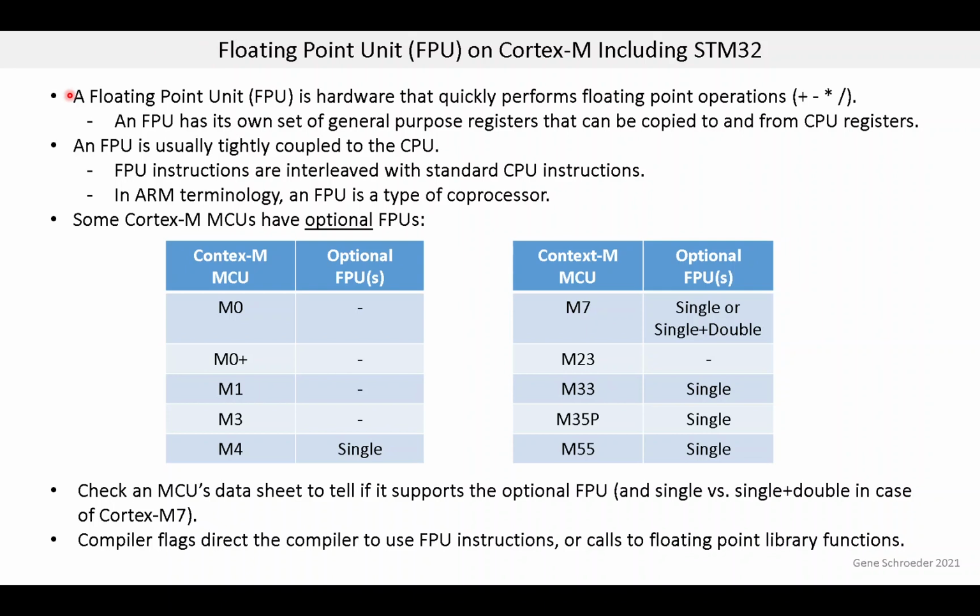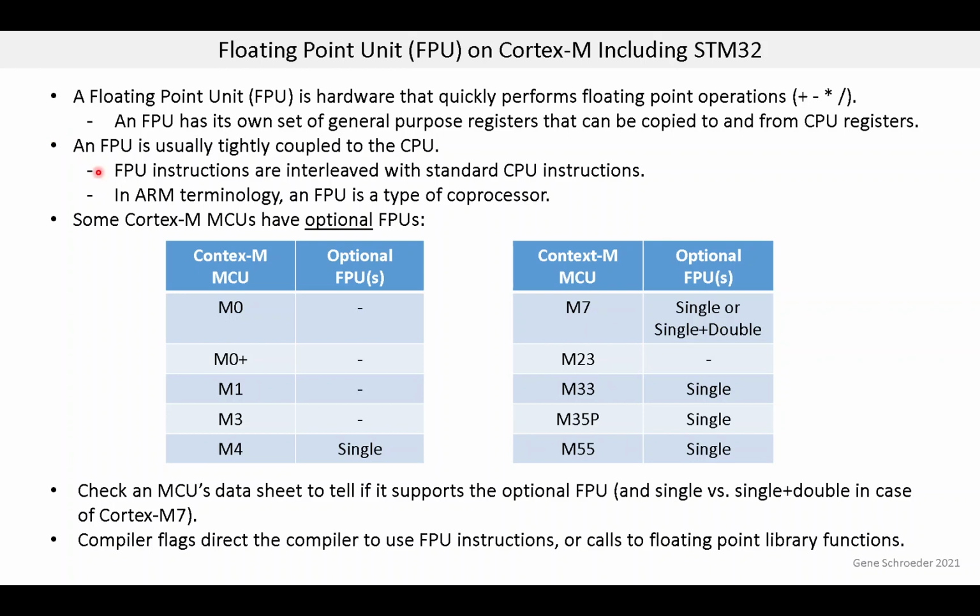These are specialized hardware that quickly perform floating point operations like add, subtract, multiply, divide, and maybe some type conversions. A floating point unit contains its own set of general purpose registers, much like a CPU does, and you can quickly move data between the FPU's general purpose registers and the CPU's. And this happens a lot, we'll see that. A floating point unit is tightly coupled normally to the CPU, and that's, for example, how you can do these transfers of data back and forth so quickly.